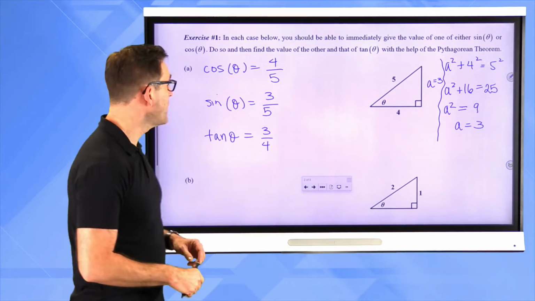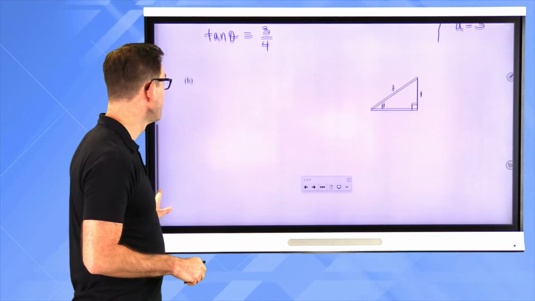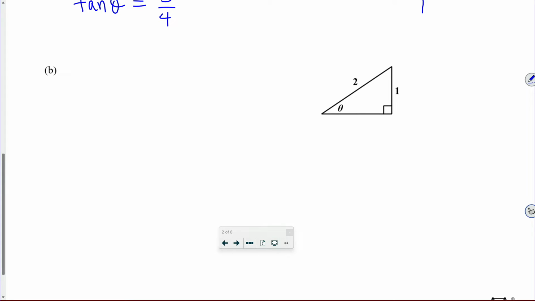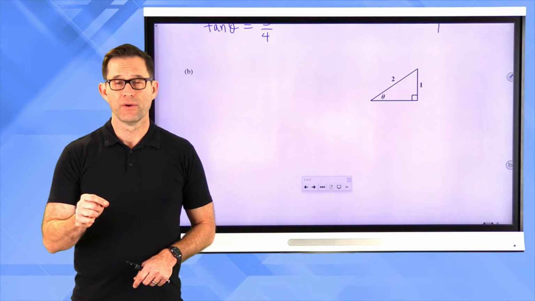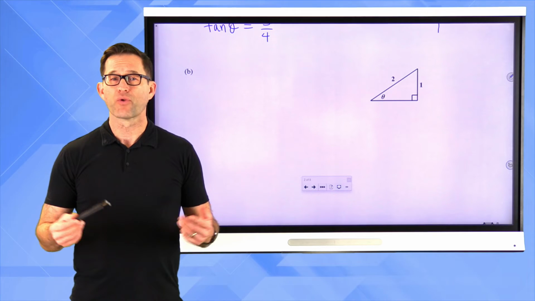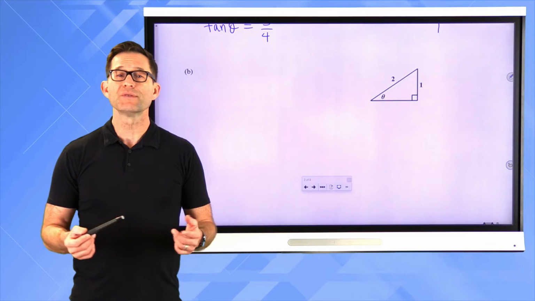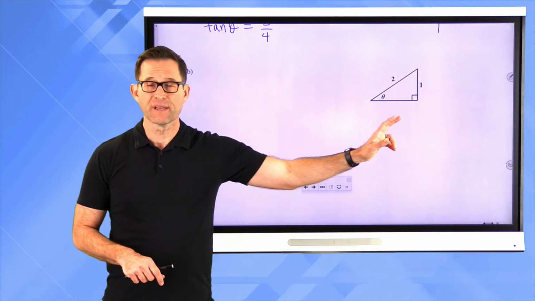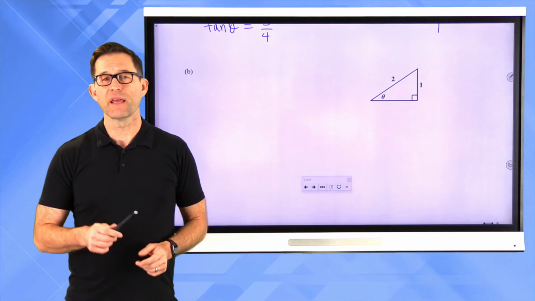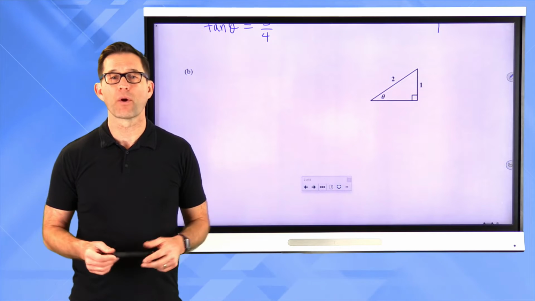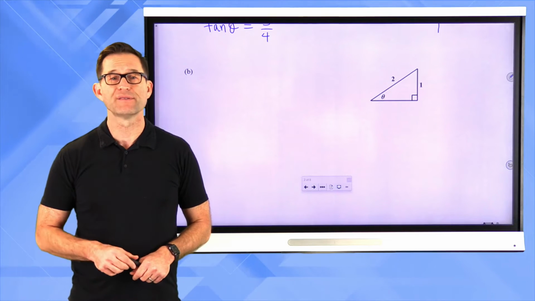Let's take a look at letter B, which is considerably messier. In letter B, we've got theta, we've got the hypotenuse, which is equal to 2, and we've got the side opposite of theta, which is equal to 1. So what I'd like you to do is pause the video now, try to state the one trig ratio that you can, the value of it, use the Pythagorean theorem to find the missing side length, and then try to state the other two in the simplest form possible. Pause the video now and see what you can do.